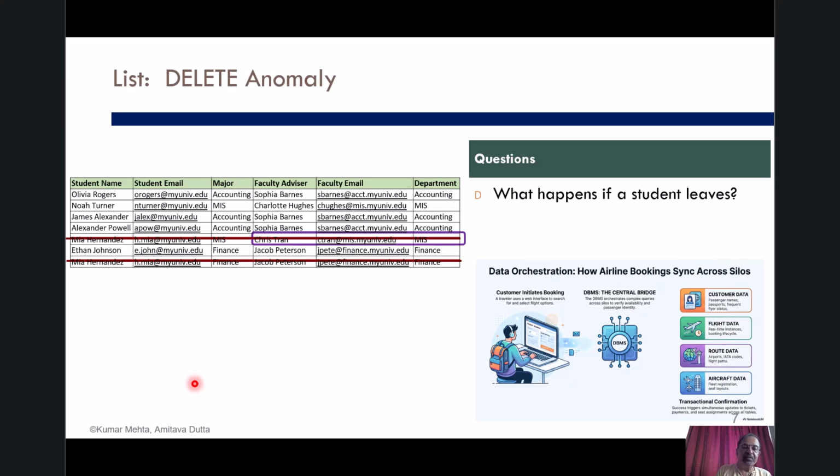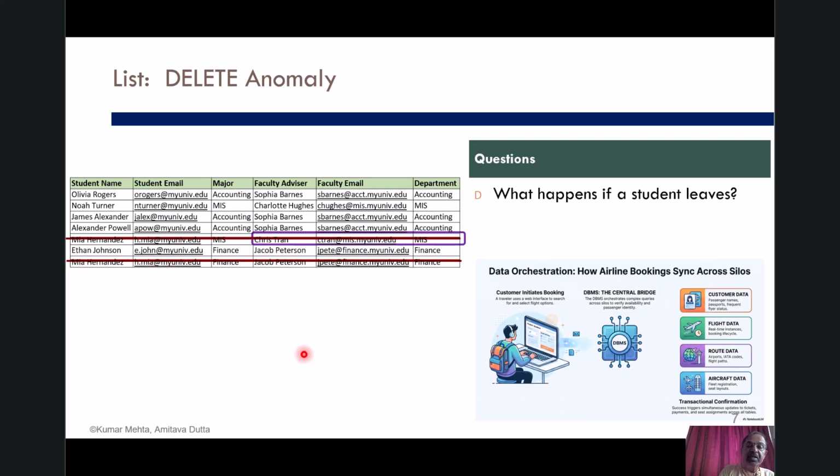So Mia leaves, that's fine. Mia's record is gone from the database. There's nothing wrong with that. Now let's look at, as a sort of byproduct, what happened. The faculty advisor name also went because the record was deleted. So Jacob Peterson's name got deleted, as did Chris Tran. Now, what is the difference between these two faculty names being deleted? Jacob Peterson also happens to advise somebody else, that is Ethan Johnson.